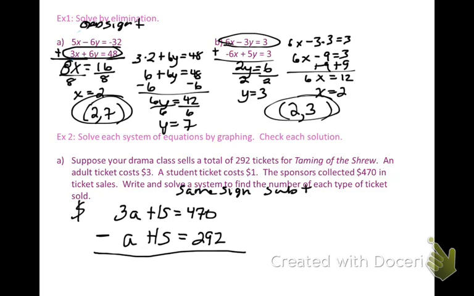So I'm going to subtract this time. Well, what number is in front of that A? That's a 1. So, okay, 3a minus 1a would be 2a. 1s minus 1s is 0s. That's the reason why I subtracted them. And then equals 470 minus 292 is $178. Then I divide by 2.